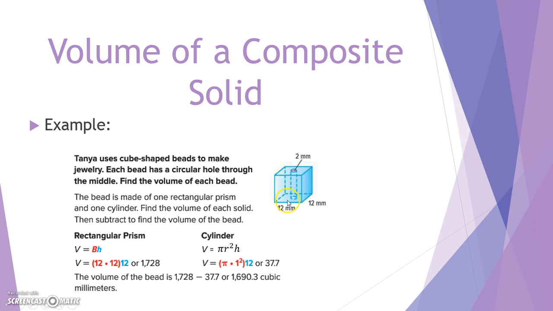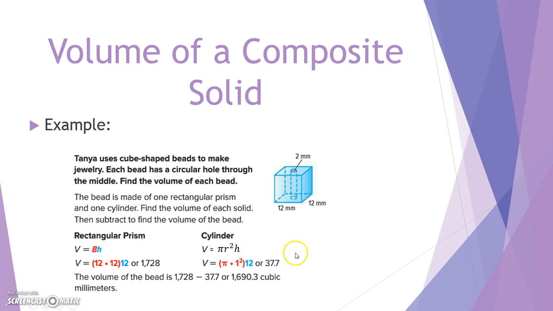Because 2 millimeters is the diameter, you will divide by 2 because the radius of a cylinder is half of the diameter. And so you do 2 divided by 2, which equals 1. So 1 millimeter is the radius of the cylinder. So now you substitute r for 1 because 1 millimeter is the radius of the cylinder.